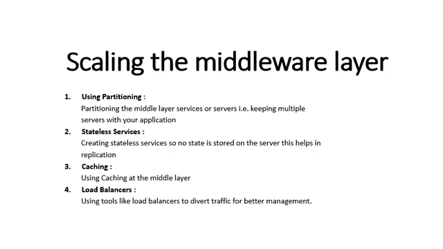First is partitioning the middleware layer. Essentially, if a code is deployed on an application server, the same code can be deployed on multiple other application servers, and then you can place a load balancer in front of it to just route the traffic, and this way you can handle many more requests.